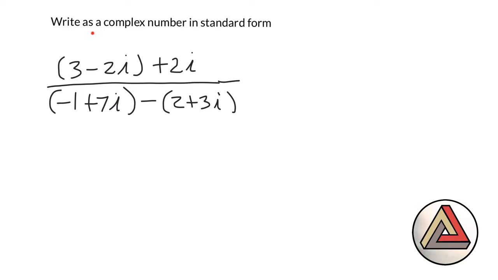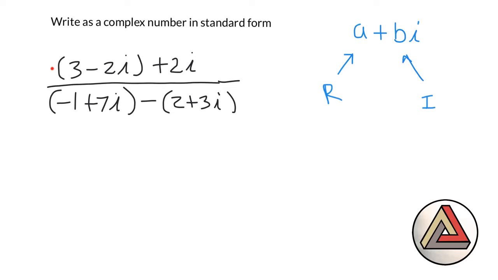So this one says write as a complex number in standard form. A complex number in standard form always looks something like this, where that's the real part, R for real, and that's the imaginary part. So we want to whittle this down until it looks something like that, where that's just some number, some integer, or maybe even a fraction, and then you have an imaginary part right here, and there could be a coefficient, and that's fine. So let's see what needs to be done here.